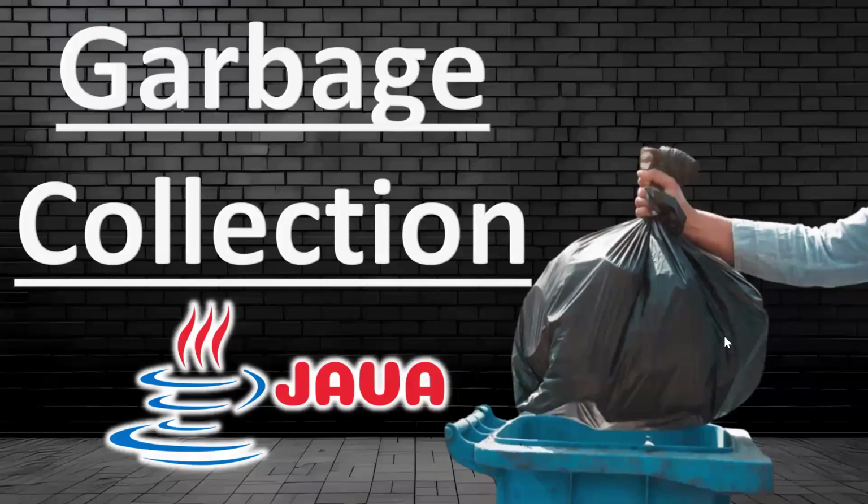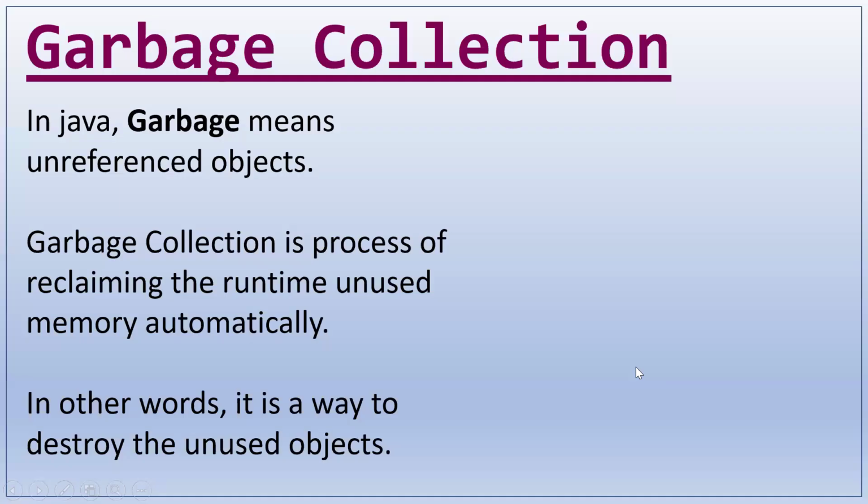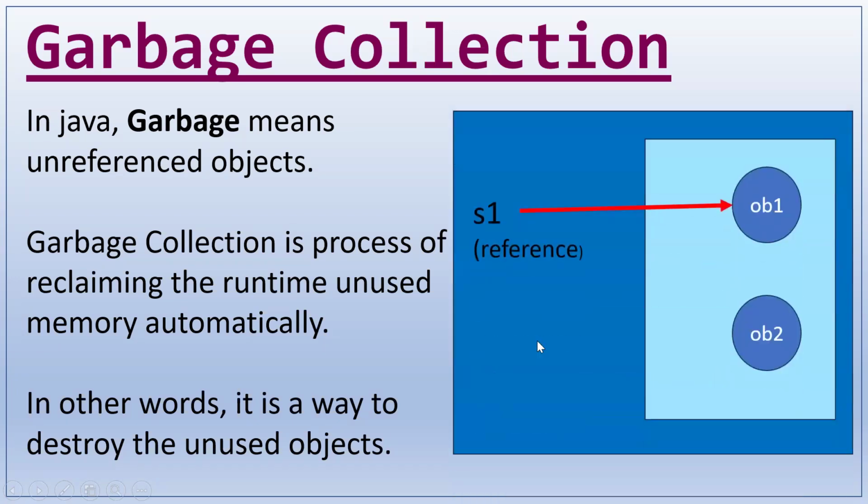In this session, we are going to discuss the topic garbage collection in Java. First of all, we will understand what garbage is. In Java, garbage means an unreferenced object. It means whenever we create an object in Java but do not create any reference to point to that object, then an object without any reference is called garbage.